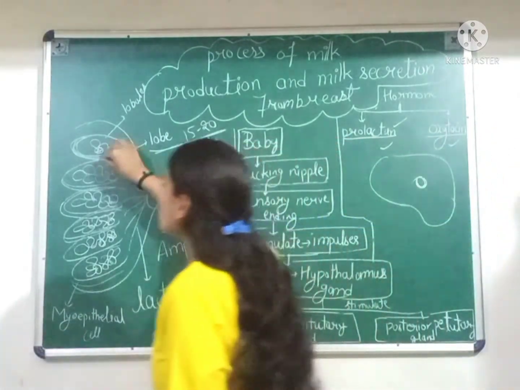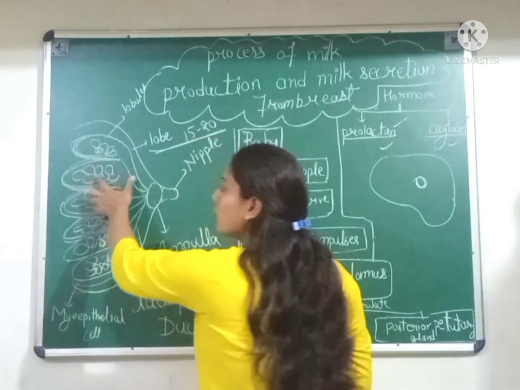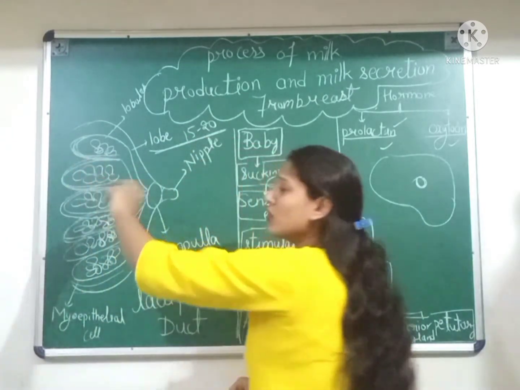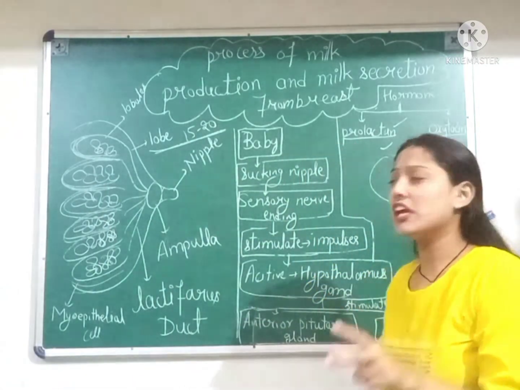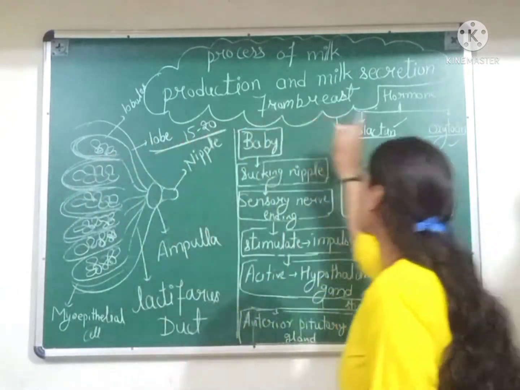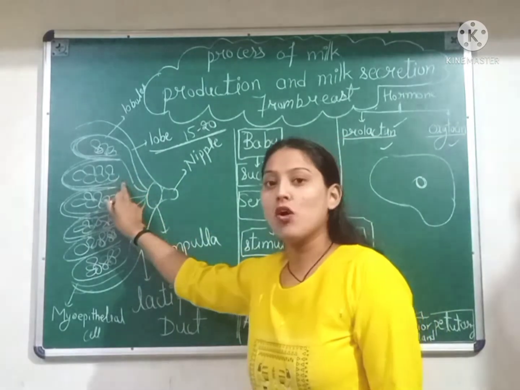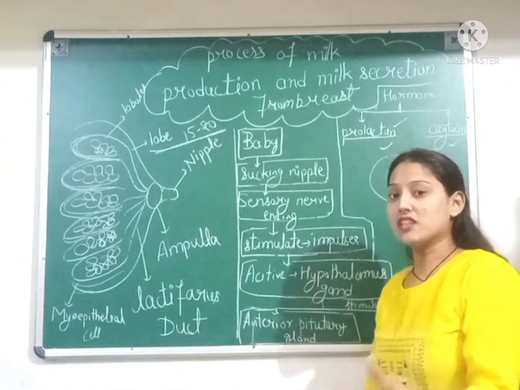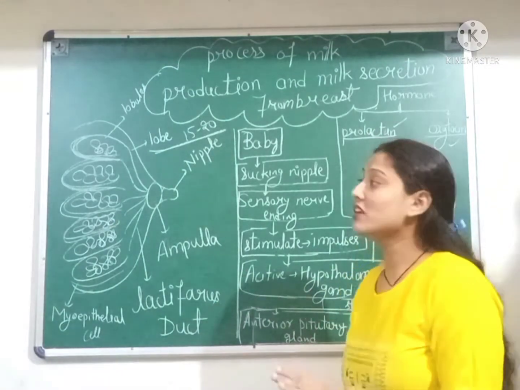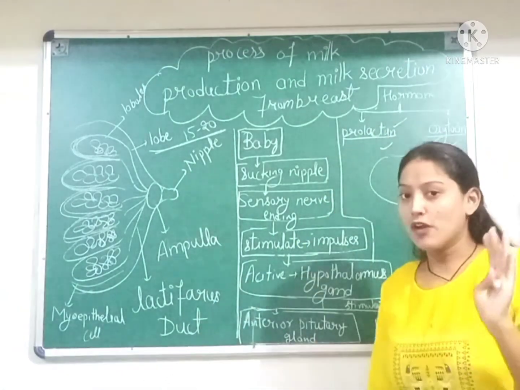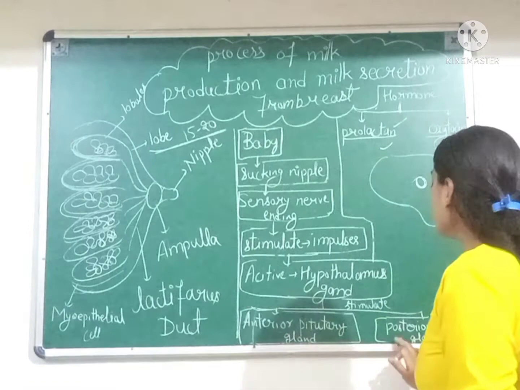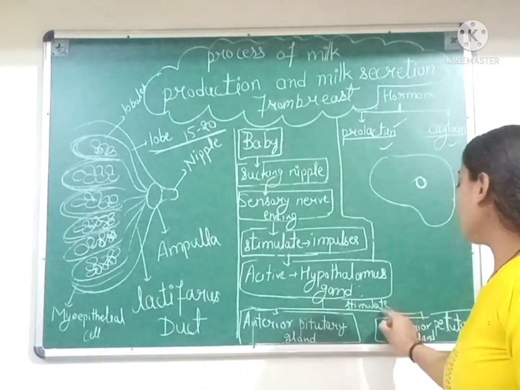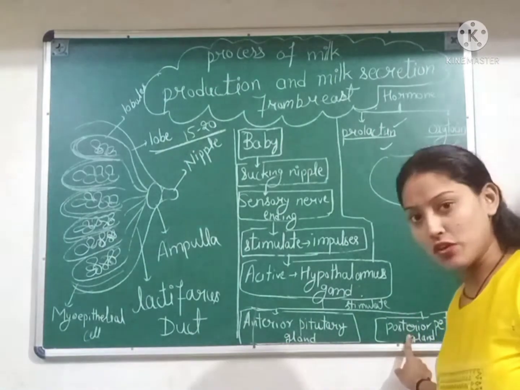You can see the lobes and the lobules inside the lobes. In the lobules, a hormone called prolactin is released, and by the prolactin hormone the lobes produce the milk. I hope you understand. Another thing: when the hypothalamus is active, it also stimulates the posterior pituitary gland.